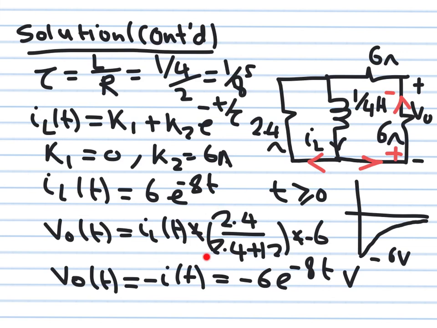Surprisingly, again, this number is going to give us minus 1. So 6 over 2.4 has the same value as 2.4 plus 12, which is 14.4. So this will give you minus 1. So the output voltage has the same expression as the inductor current multiplied by a negative sign. So this is the inductor current, and this will be the output voltage. It's minus 6 e to the minus 8t.